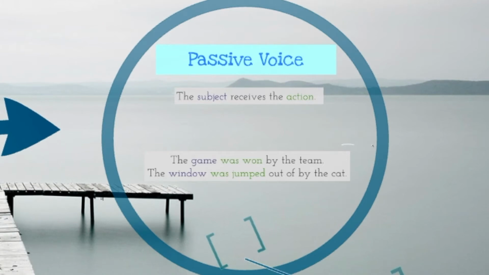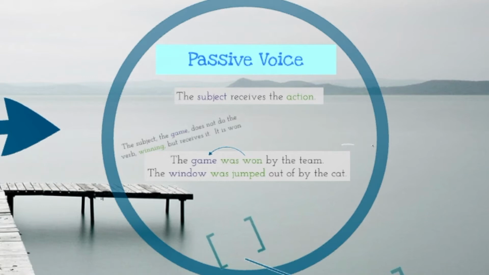Passive voice is the opposite of active voice. Passive voice is when the subject of the sentence receives the action, or the action is being done to it. Here's an example. The game was won by the team. Here, the subject of the sentence is the game. The verb was won. The game isn't winning anything, it's being won. The action is being done to it. Therefore, this is a passive voice sentence.